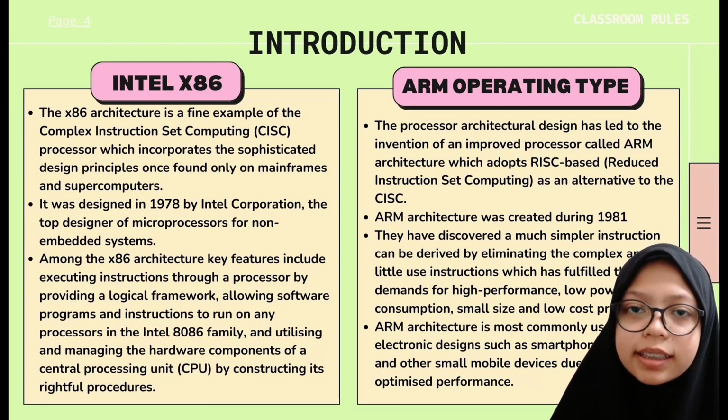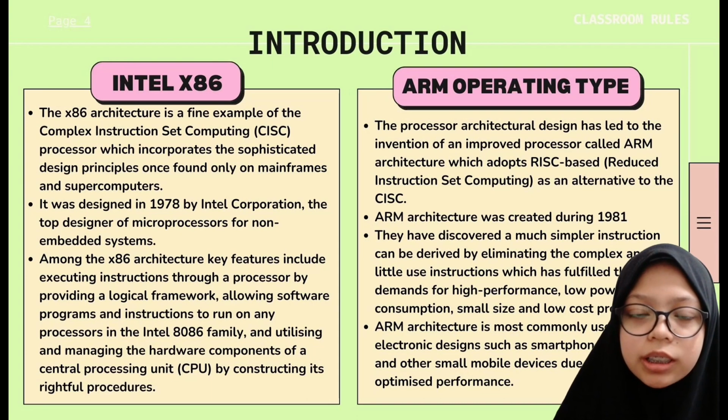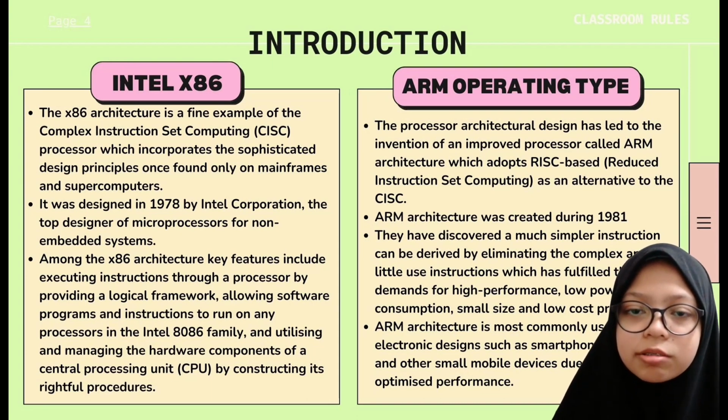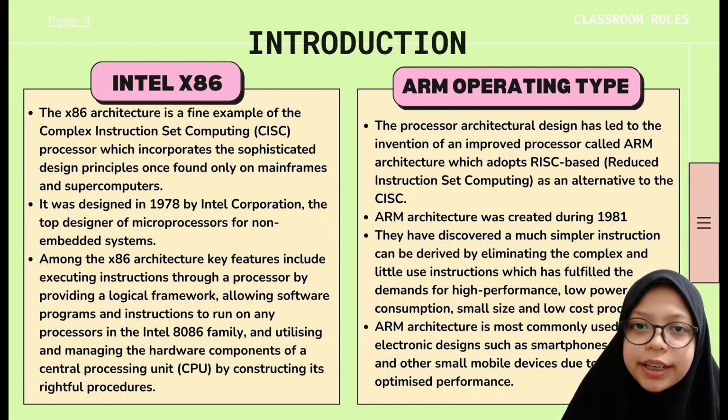Intel X86 architecture is an example of complex instruction set computing. It was designed in 1978 by Intel Corporation, which is the top designer of microprocessors for non-embedded systems. Some of the key features of Intel X86 architecture are executing instructions by providing a logical framework, allowing software programs and instructions to run on any processors in the Intel X86 family, and managing hardware components of the Central Processing Unit, CPU.